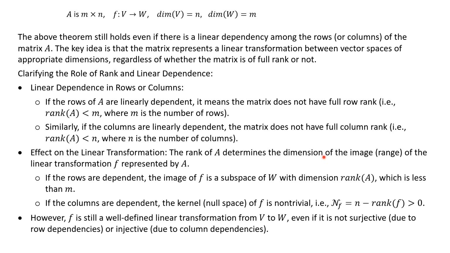The rank of A determines the dimension of the image or range of the linear transformation F represented by A. If the rows of A are dependent, the image of F is a subspace of W with dimension rank A, which is less than m. If the columns are dependent, the kernel or null space of F is non-trivial. The nullity equals n minus the rank of F, which is strictly greater than 0. So these are the two implications of having dependency.